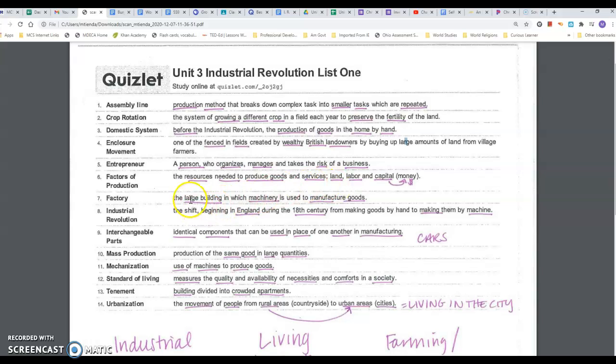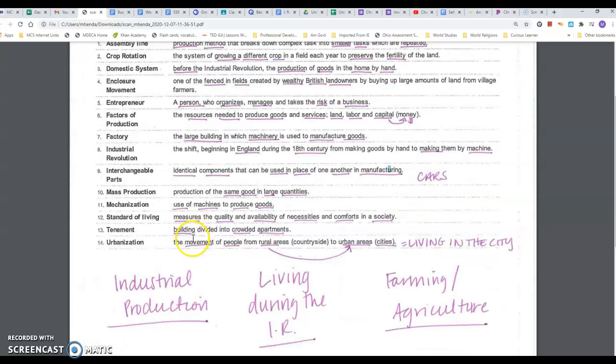Factory is a large building in which machinery is used to manufacture goods. This teams up really well with mechanization, which allows for mass production of goods, assembly line, and how interchangeable parts are produced. The Industrial Revolution is obviously what the entire unit is about. This began in England in the 18th century. Making goods by machine are the keys that we associate here with the Industrial Revolution.